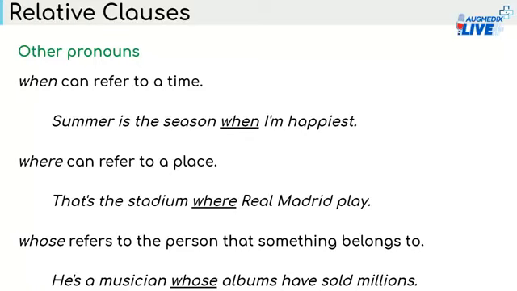Where? We use the pronoun where to refer to places. So where can refer to a place. That's the stadium where Real Madrid play.